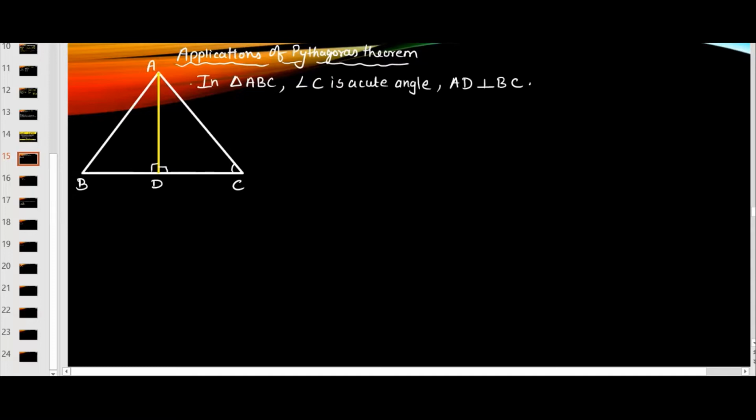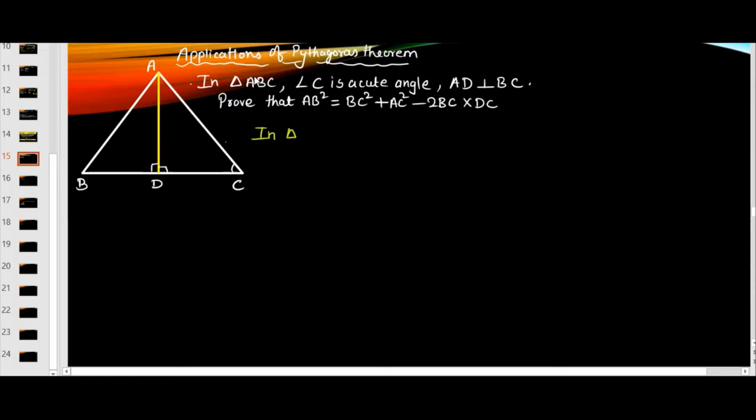Prove that AB square is equal to BC square plus AC square minus 2 times BC multiplied by DC. So we have to prove this using this triangle. So let's begin. Each step is very important because this will help you to solve the questions, the problems which are asked based on this theorem. So let's begin.